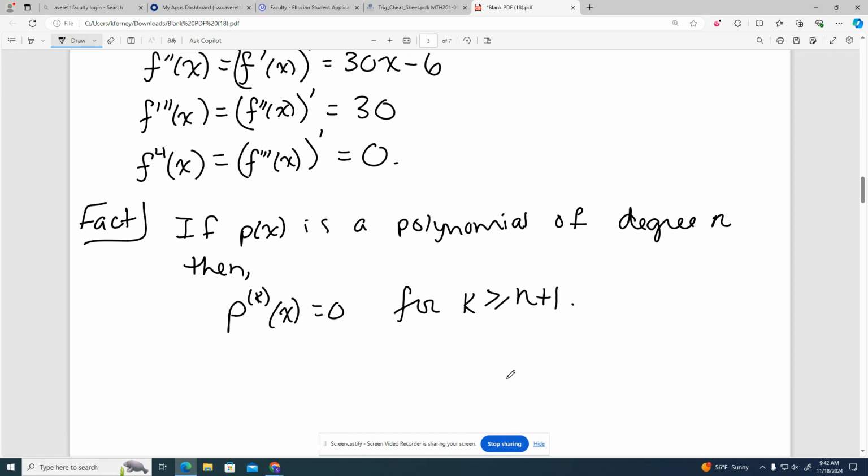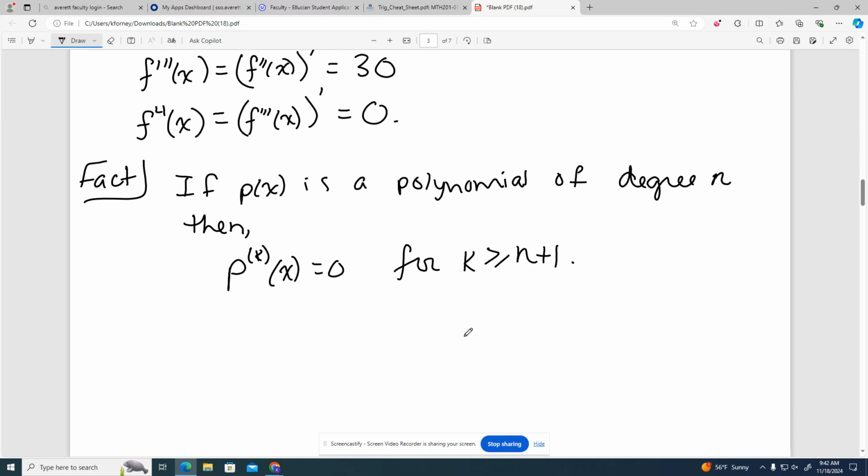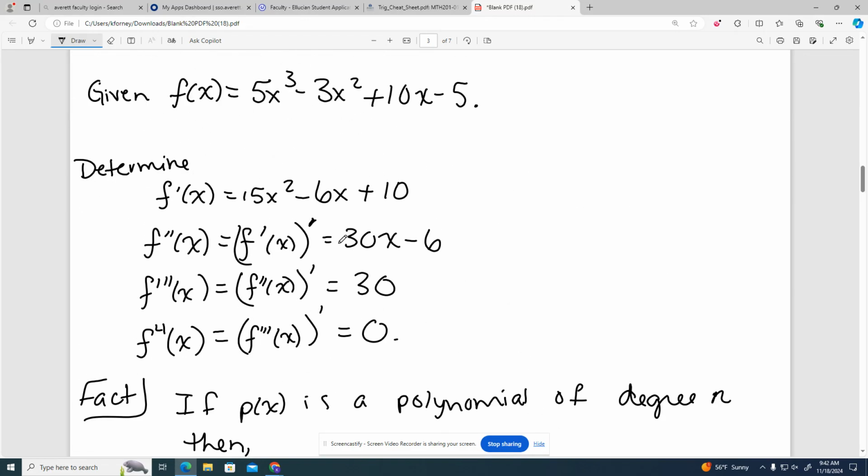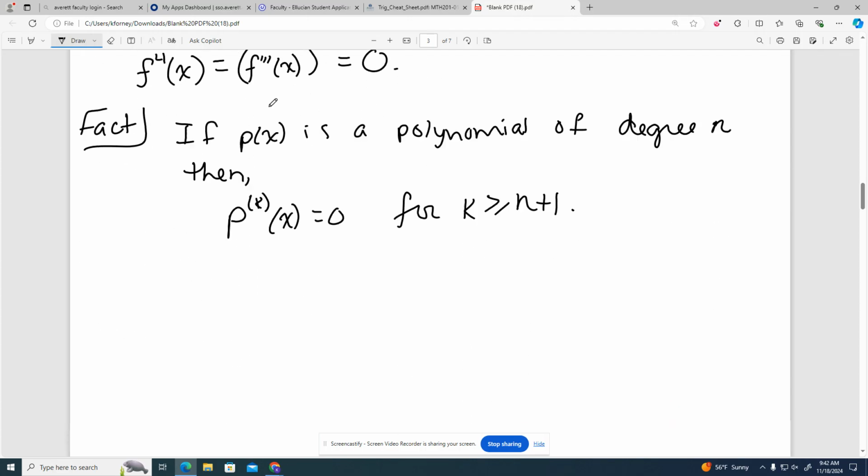Or you could even say for a k greater than n. I'm not going to get into that, we'll stick to this. I'm not going to get too wordy. All right, so if I have 2x to the 5th, then that means the 6th derivative is where we would get a 0 for our derivative.